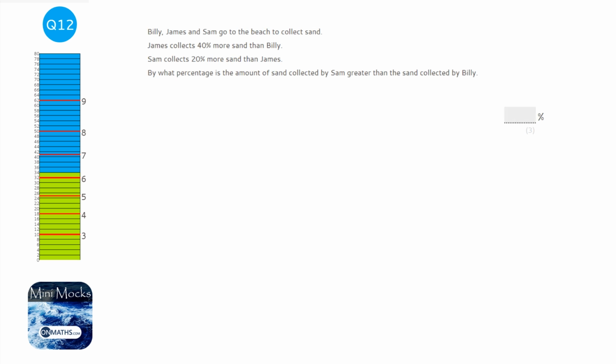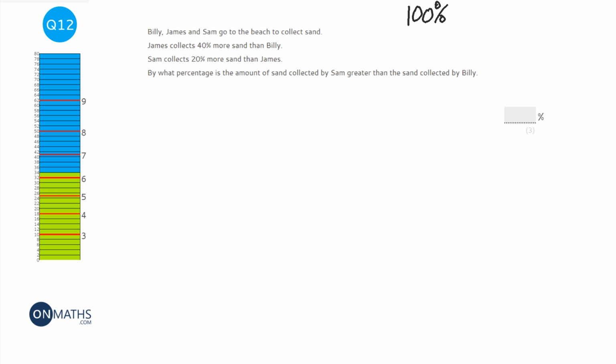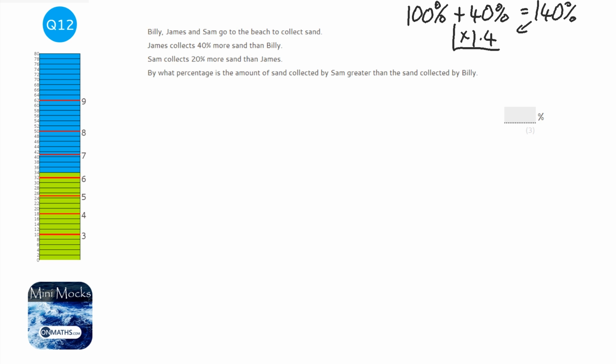The easiest way of approaching this question is to understand what multipliers are. Multipliers, you always start off with 100%. You work out what's happening, so let's say we're adding 40%, and then you work out the final percentage, which is 140%. The final thing you do is just convert it to a decimal, so divide by 100 to make it 1.4. That means you can multiply any number by 1.4 and it will go up by 40%.